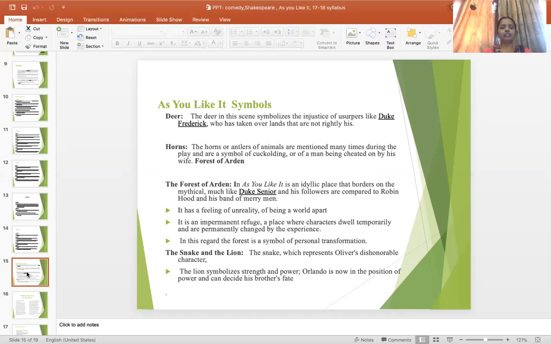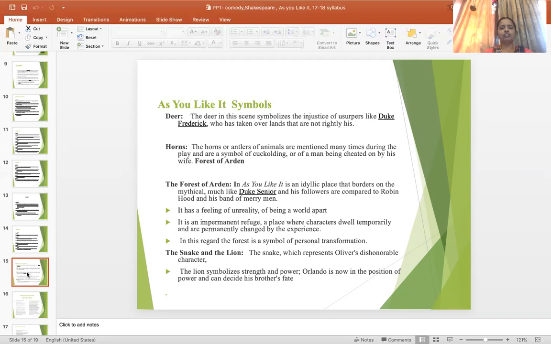Here, Shakespeare has employed so many symbols which add beauty and richness to his play. The deer is one such symbol. The deer in the scene symbolizes the injustice of usurpers like Duke Frederick, who has taken over lands that are not rightly his.